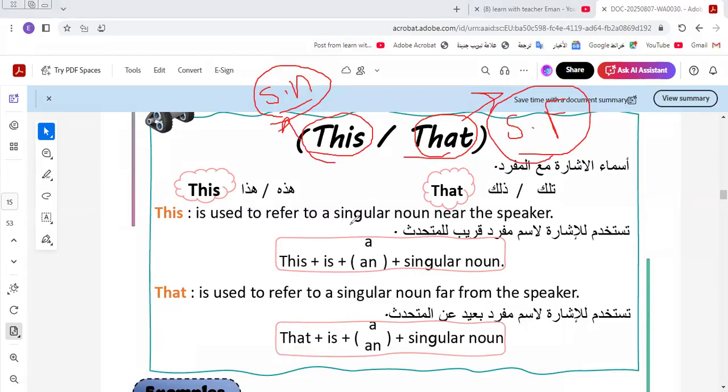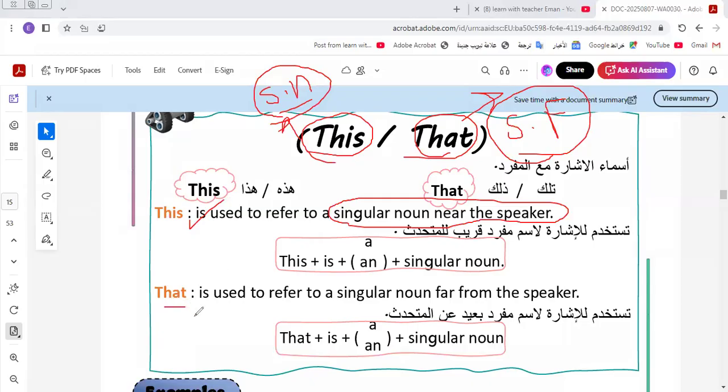This is used to refer to singular near the speaker. Something is near from me, and I mention it. Like I say, this is a book, this is a table, this is an eraser, for example. So something is near from me, so I describe this thing by saying this, okay?